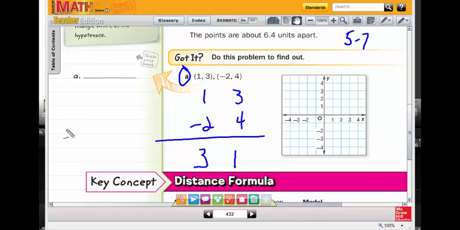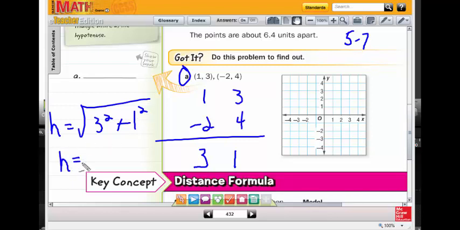So we're going to use our hypotenuse or distance, either one, equals the square root of 3 squared plus 1 squared. And that gives us a distance or a hypotenuse of 3.16227, and we are going to round to the nearest tenth, so we're going to say that that is 3.2, and in this case we're going to say units. 3.2 units.